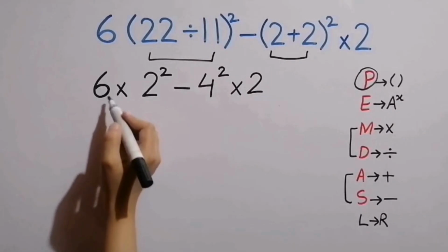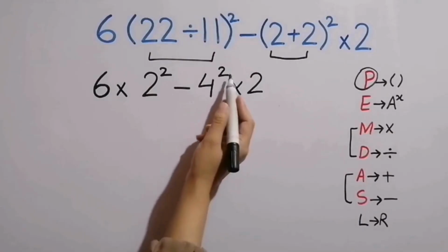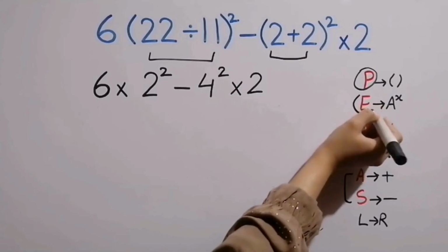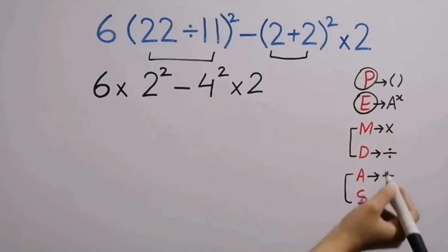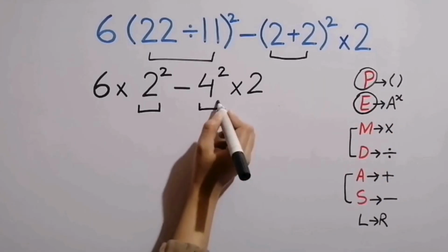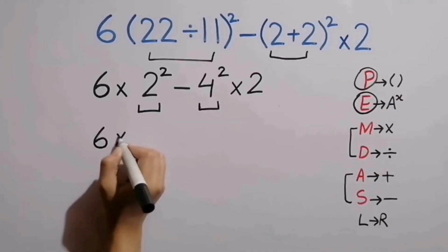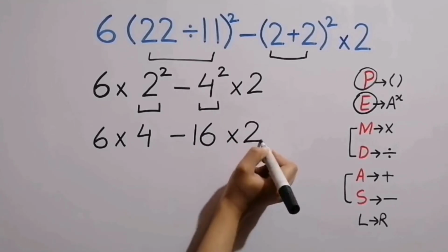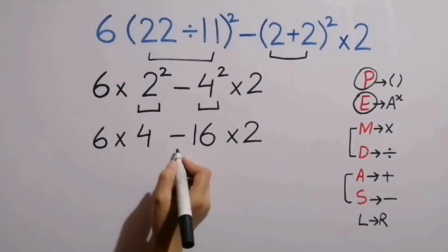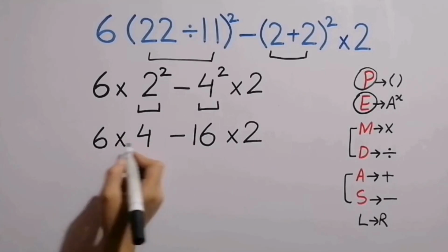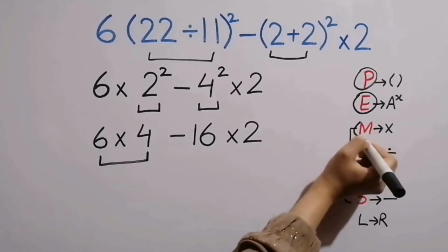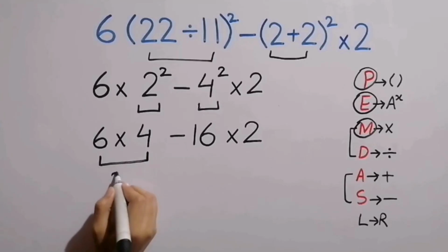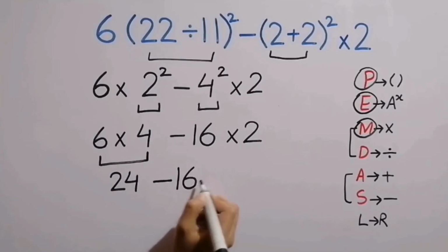Now we have multiplication and exponent, subtraction, then again an exponent and finally multiplication. Next, after parentheses, we perform an exponent because exponent has higher priority than all other operations. Instead of this expression, we write 6 multiply 2 times 2 equals to 4 then minus 4 times 4 equals to 16 and finally multiply 2. Now we have multiplication and subtraction. First we do multiplication between 6 and 4. Because multiplication comes before subtraction, and instead of this expression we write 6 multiply 4 equals to 24 then minus 16 multiply 2.